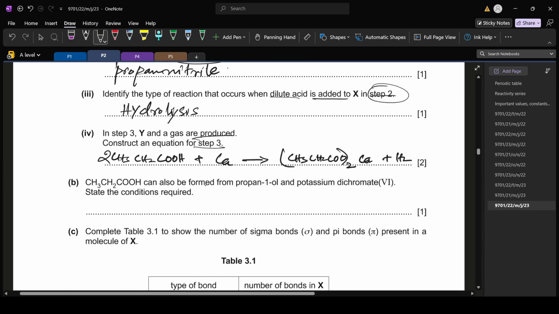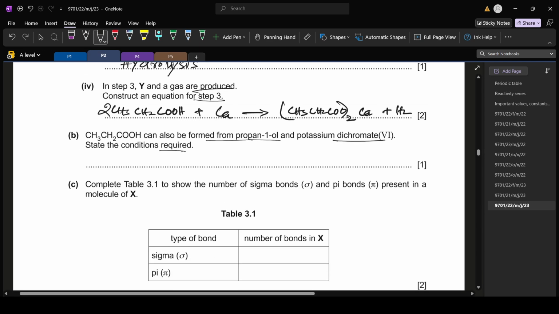Now propanoic acid can also be formed from propan-1-ol and potassium dichromate(VI). State the conditions required. So the conditions required are that the potassium dichromate should be acidified, and heat under reflux.